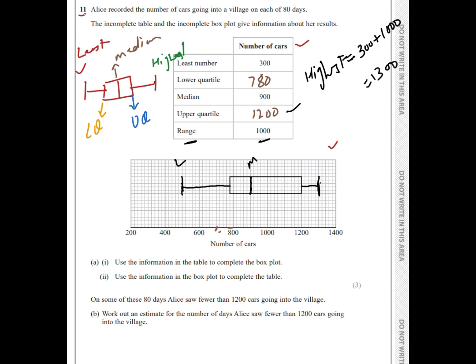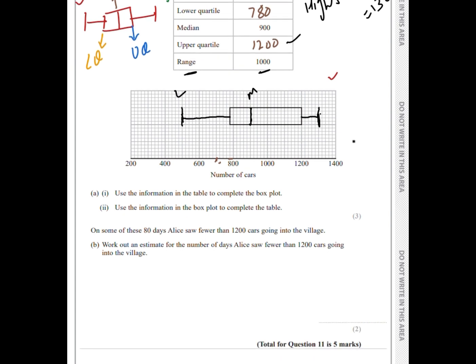Now, that was part A. You got your 3 marks. Now moving to part B. On some of these 80 days, Alice saw fewer than 1200 cars going into the village. Work out an estimate for the number of days Alice saw fewer than 1200 cars. So when was the 1200 cars going? At the upper quartile. Fewer than 1200 cars means cars in this section, from lowest to upper quartile.